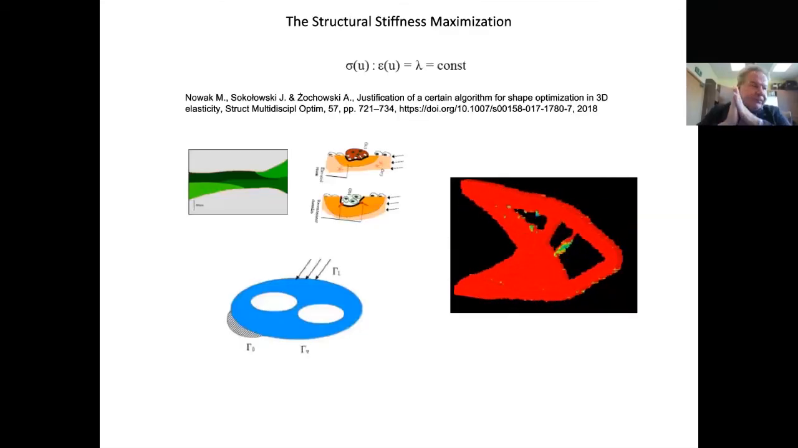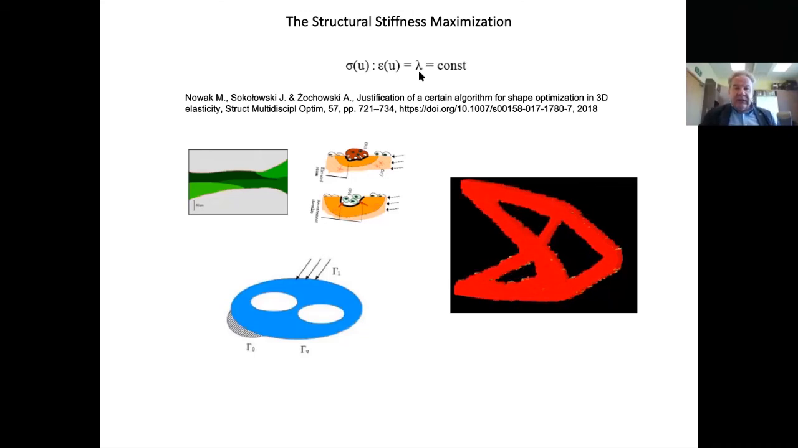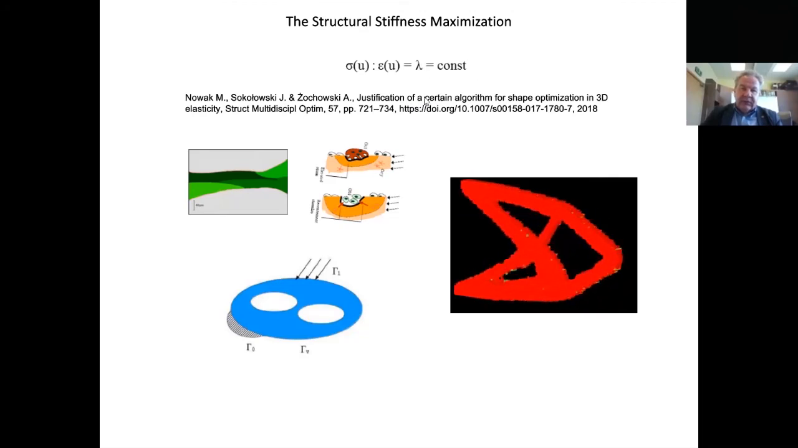Okay, so this is more or less what I wanted to say about this comparison of these two approaches. The Lagrange multiplier is important. You can check it in this paper, "Justification of a certain algorithm for shape optimization in 3D elasticity," published 3 years ago, and we use it for the optimization system. This assumption, yeah? We just put the information on the structural surface that it should be just the one value of the strain energy density.